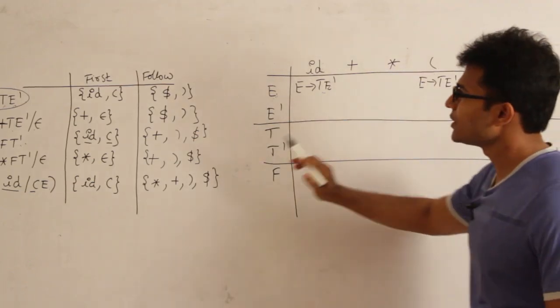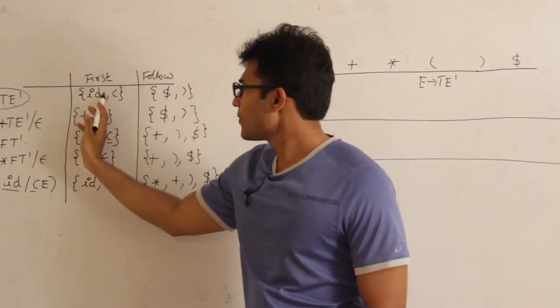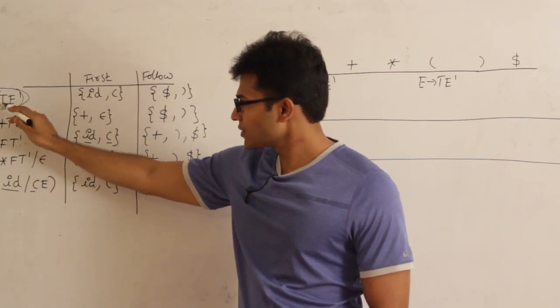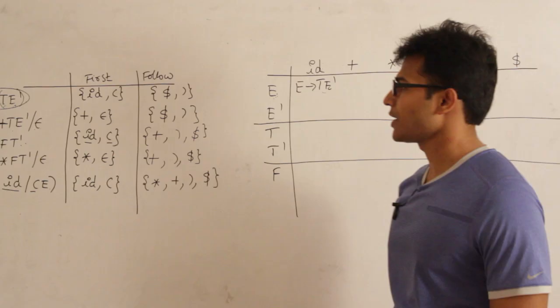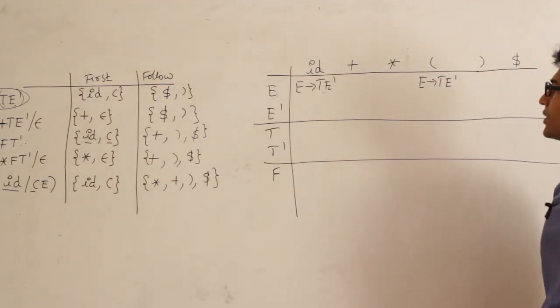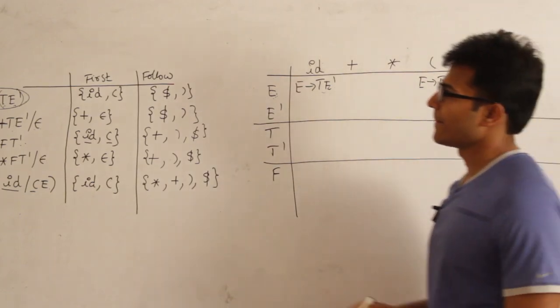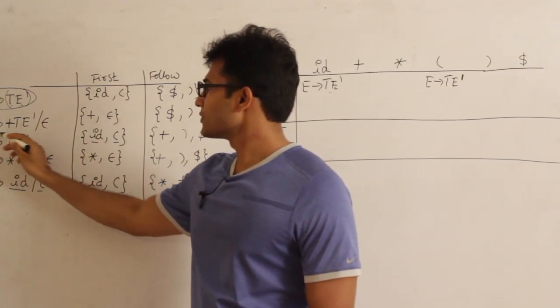See, I am not placing it in the first of E. I am placing it in the first of the right hand side, because the first of the right hand side is going to generate the strings actually. So I am not going to see the first of the left hand side, I am going to see the first of the right hand side.